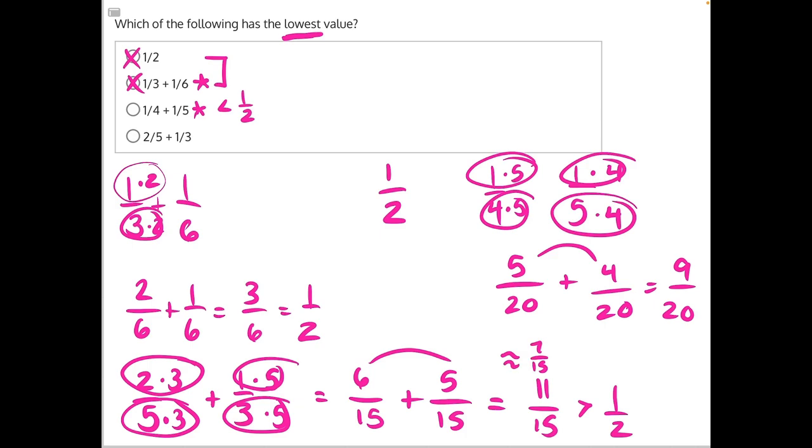And so 11/15 is greater than that number, meaning that if our last two answer choices are set up like this, one is greater than 1/2 and one is less than 1/2, then the one with the lower value is going to be our correct answer, making answer choice C the correct choice.